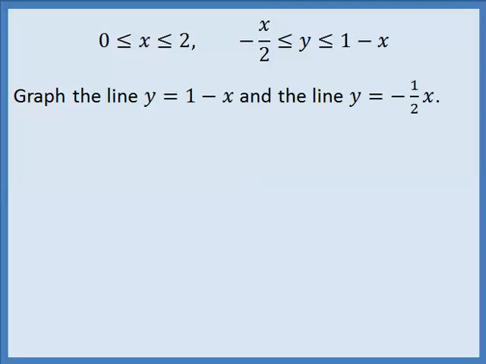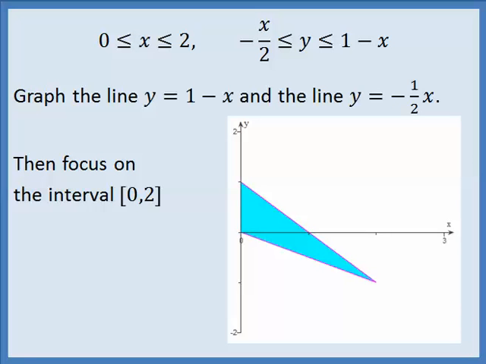So first, let's graph the old region. We're graphing between the line y equals 1 minus x and the line y equals negative 1/2 x, where x runs between 0 and 2. And so this is our region. We're between these two lines. They intersect at the point 2, 1, and x is running between 0 and 2.